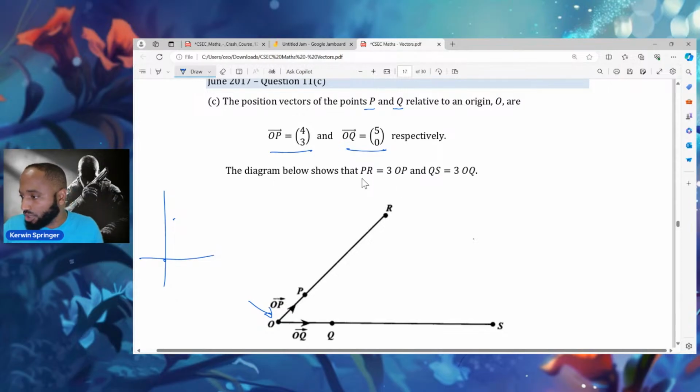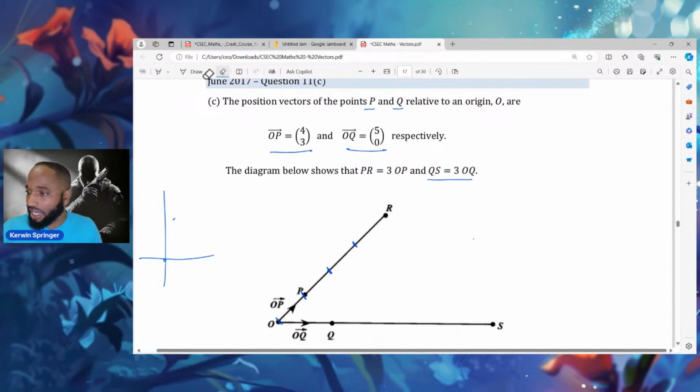The diagram below shows that PR is equal to 3OP. Let's visualize that immediately. If you get any kind of ratio things in the vectors, visualize that, make sure you understand it really well. So PR is equal to 3OP. How much do I need to divide O to R into? PR is 3 times OP. So can you understand why I would divide this like 3 here, but the entire thing is really 4 parts? See that? And Q to S is 3OQ.